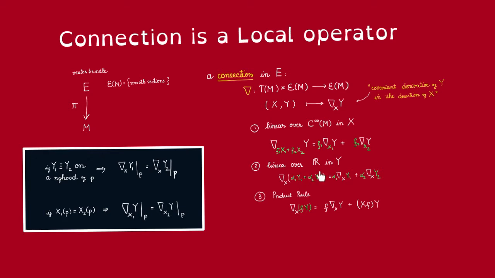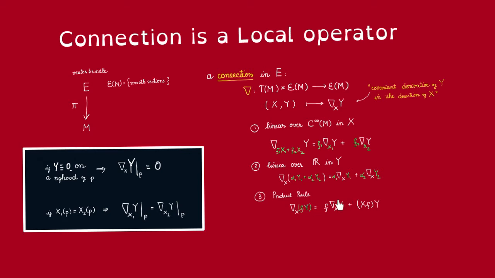Now, by the linearity here, this statement is equivalent to saying that if y1 minus y2 is 0 on a neighborhood of P, then the connection of y1 minus y2 must vanish at P. So replacing y1 minus y2 by y, we change the statement to the following. If y vanishes on a neighborhood of P, then the covariant derivative of y in the direction of x must vanish at P. So let's see why that is.